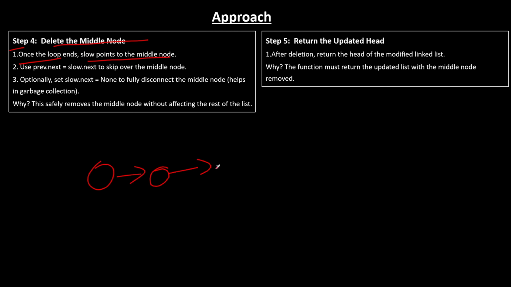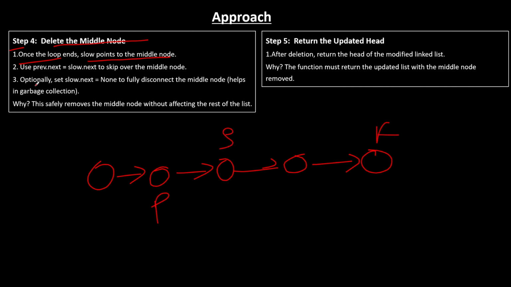Let me draw a place for the visualization process. So for example, fast is standing here and slow is standing here, right? And previous is standing here. So we use previous.next equals slow.next to skip over the middle node, right? And previous.next will be equal to slow.next, right?